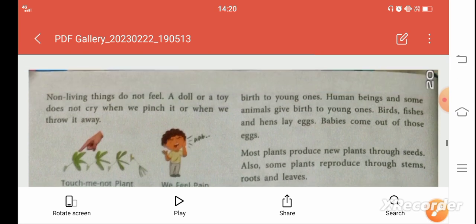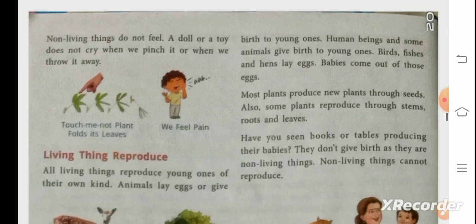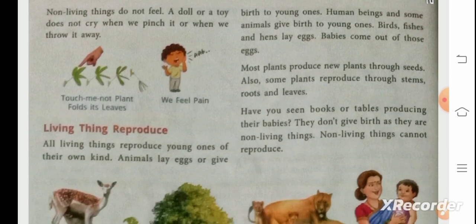Again, there are different types. Not all living things give the same; there will be their own kind of babies, but different. Some will give young ones, some will lay eggs. For example, in plants, the baby plant grows from the seeds. In some other cases, from the stem or any other branches of the plants.